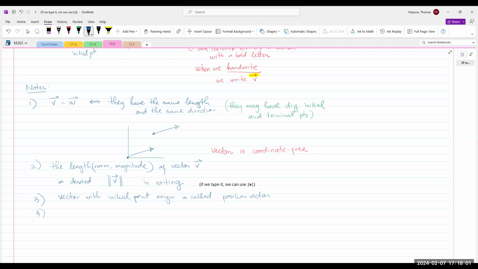Next, the sum of vector v and vector w is the resultant of, I'm sorry, resultant with t here, displacement v and then continued by w.